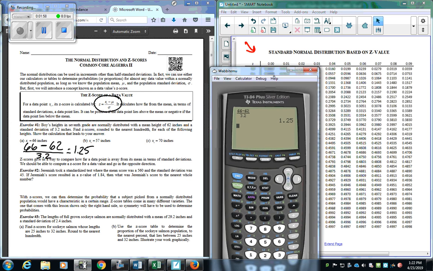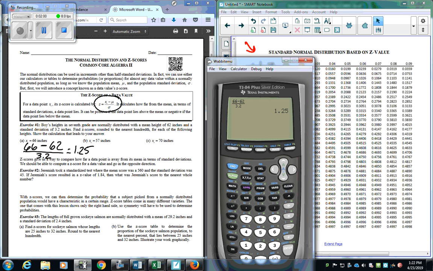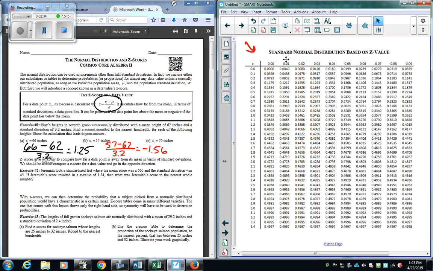And we're going to look at one of the other ones. Let's look at B. In this case, you have 57 minus 62 over 3.2. So I'm going to hit second enter, go back up and change that 66 to 57. In this case, it looks like we've got negative 1.56. That is our z-score. So those are the answers for A and B.